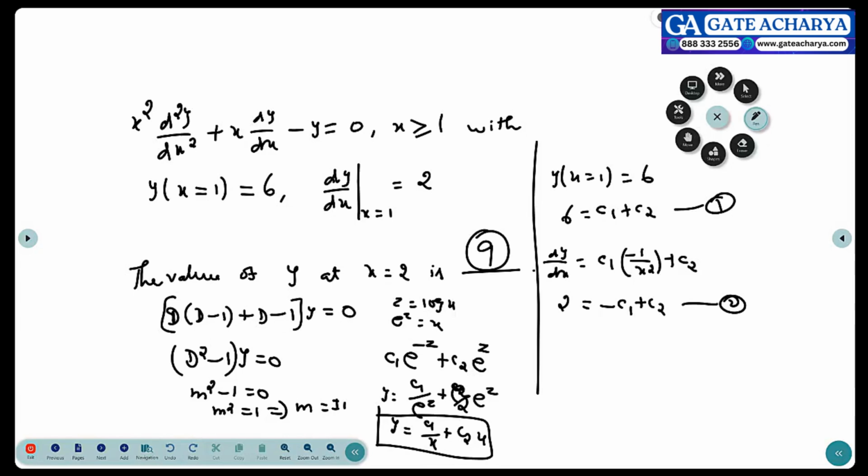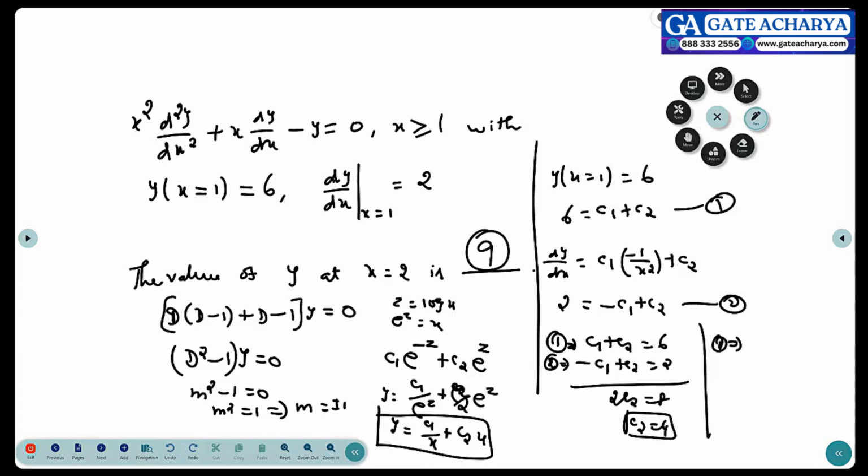From these two equations, we add 1 and 2. The first equation is c1 plus c2 is equal to 6, and the second is minus c1 plus c2 is equal to 2. We directly add these two: 2 c2 is equal to 8, so c2 is equal to 4. Substituting into the first equation, c1 plus 4 is equal to 6, so c1 is equal to 2.